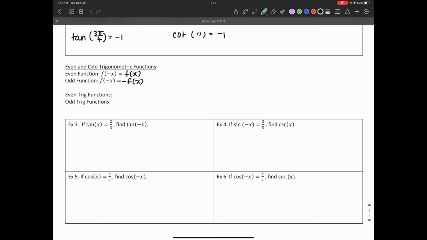So even functions are going to give me the original if I plug in negative x, and odd functions are going to give me out the negative version of the original.